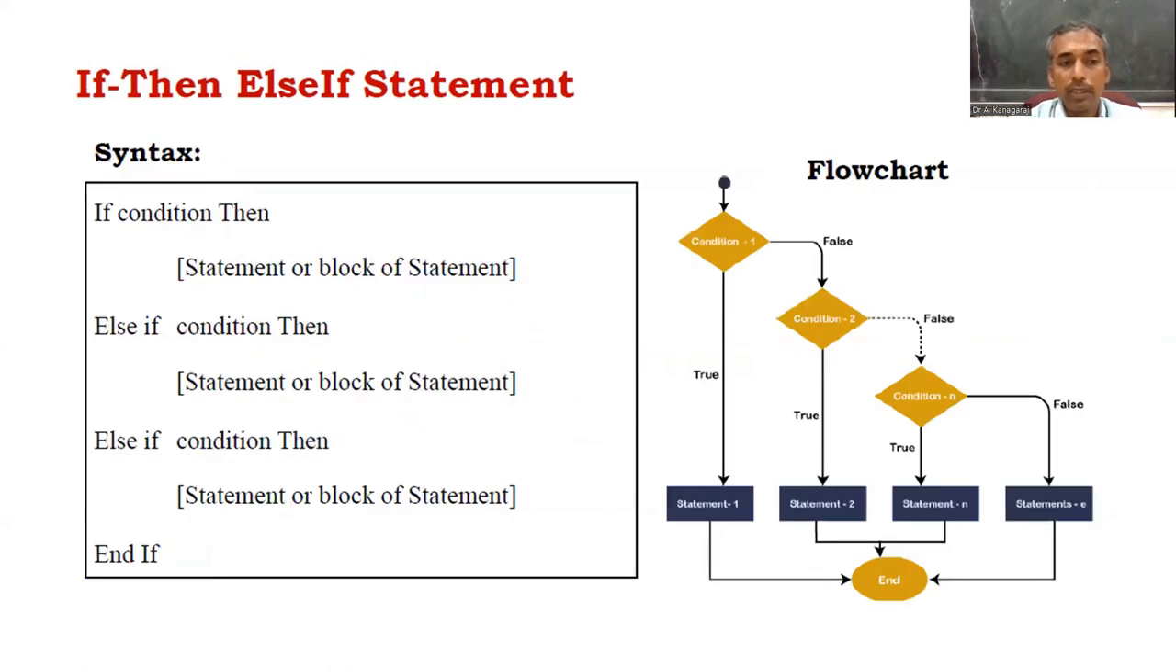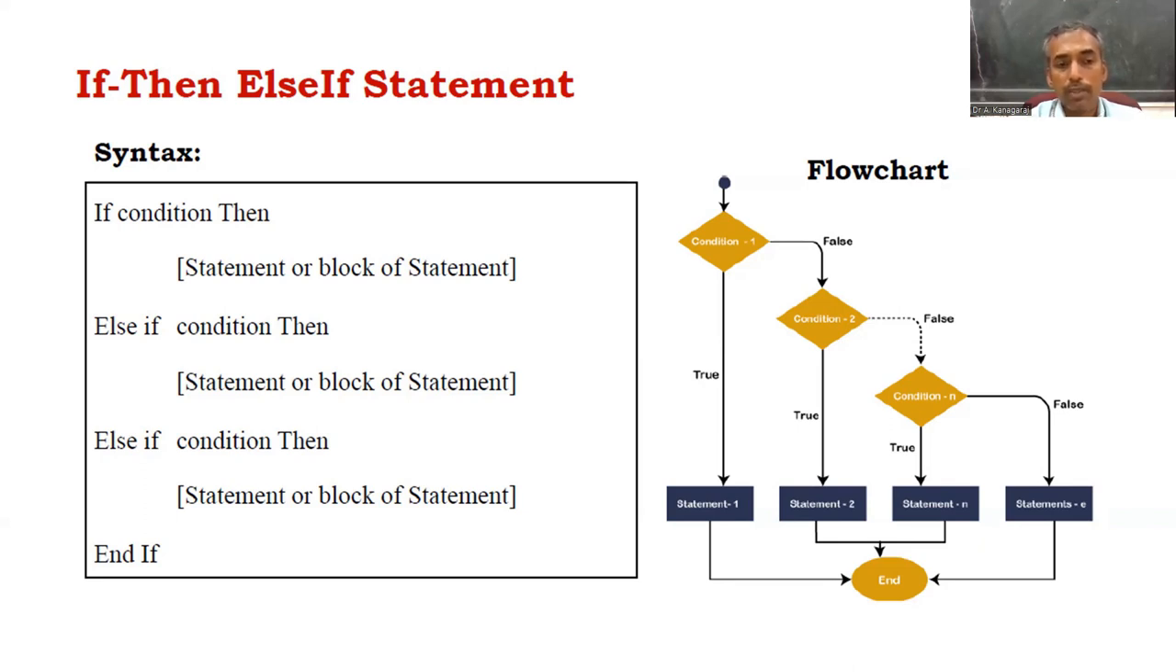Next, the third concept is the If Then ElseIf statement. Suppose you want to check more than one condition. In that case, we will go for the If Then ElseIf statement. Here, first we will check whether the condition is true or false. If the condition is true, then control will get into the true block. Suppose the condition is not true, then it will go to the ElseIf condition. That means it will check whether the second condition is true or not. If the condition is true, the control will get into that particular block. It will execute all the statements and it will exit from the entire If Then ElseIf statement.